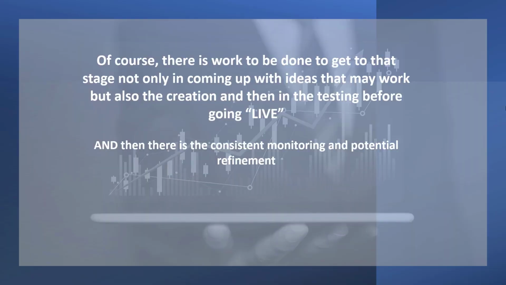Now, of course, there's a heap of work to be done to get to that stage, not only in coming up with the ideas that may be complementary to each other and based on different price actions that may work, but also there's the actual creation of the EA itself, and then in the testing and refinement before going live. Then we've got a period of time before we may scale, of course, each individual model. We want to be sure that we have reliability of results. And then there is the consistent monitoring and potential refinement going forward to optimize it further.